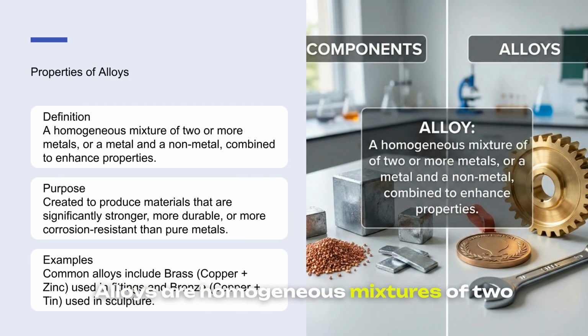Alloys are homogeneous mixtures of two or more metals, or a metal and a nonmetal, combined to enhance properties. They are created to produce materials that are stronger, more durable, or more corrosion-resistant than pure metals. Brass and bronze are common examples of alloys.